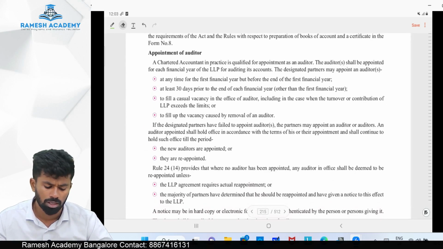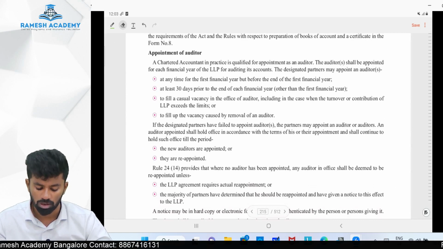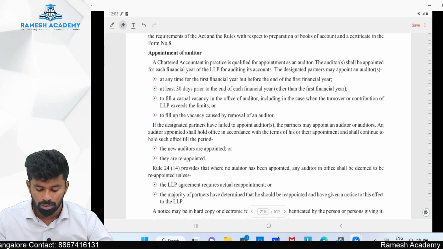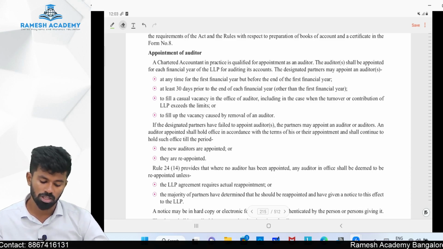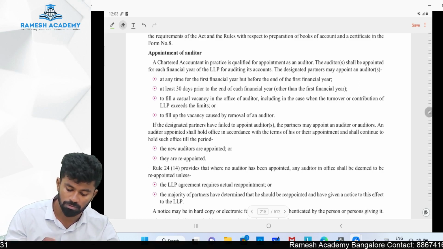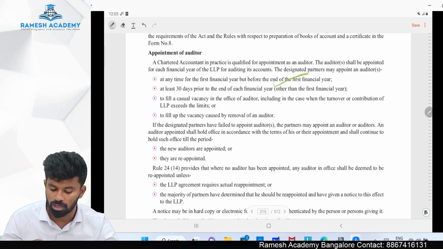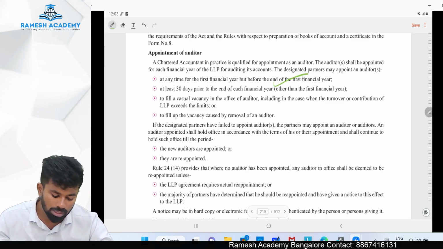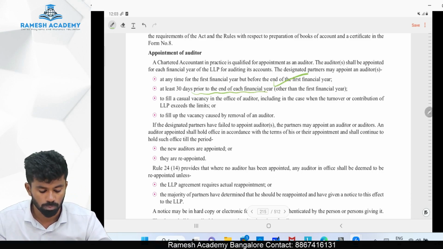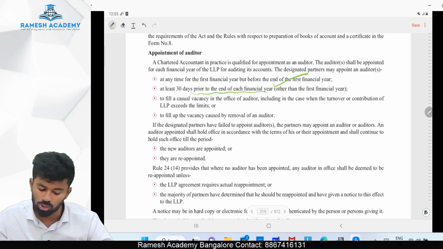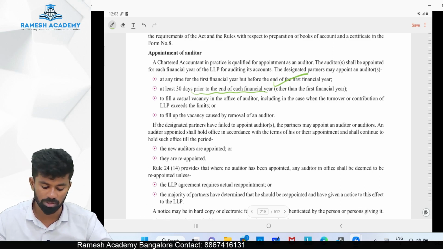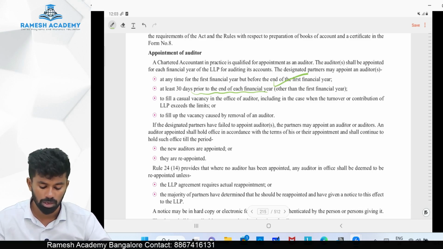Appointment of auditor. A chartered accountant in practice is qualified for what? Appointment as an auditor. He shall be appointed for each financial year of the LLP. The designated partner may appoint an auditor at any time in the first financial year, but before the end of the first financial year. At least 30 days prior to the end of each financial year, you have to appoint the whom? Auditor. To fill a casual vacancy in the office of auditor, including the case when turnover or contribution of LLP exceeds the limit, who has the power? LLP has the power.